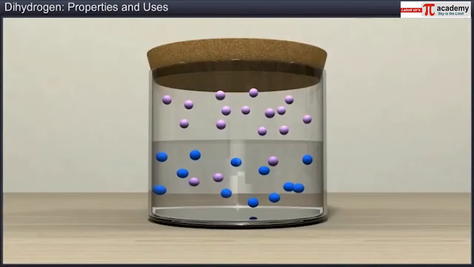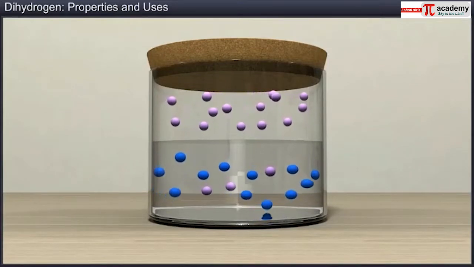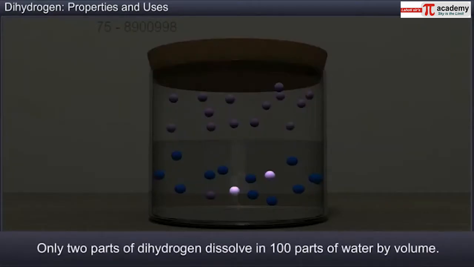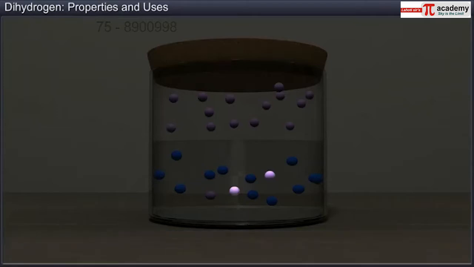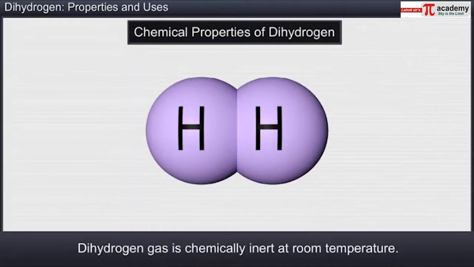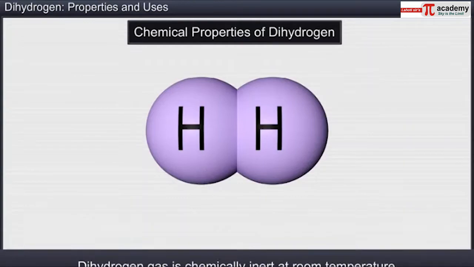The solubility of hydrogen in water is very low. Under standard conditions, only 2 parts of dihydrogen dissolve in 100 parts of water by volume. Let us now look at the chemical properties of dihydrogen. Dihydrogen gas is chemically inert at room temperature.